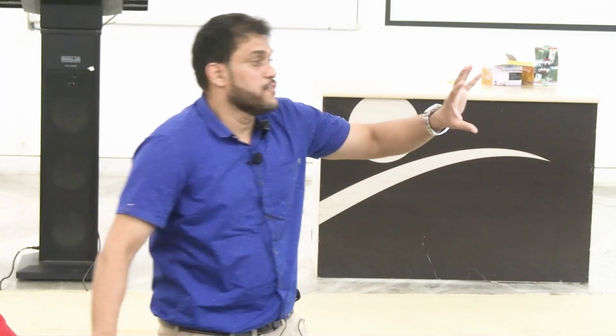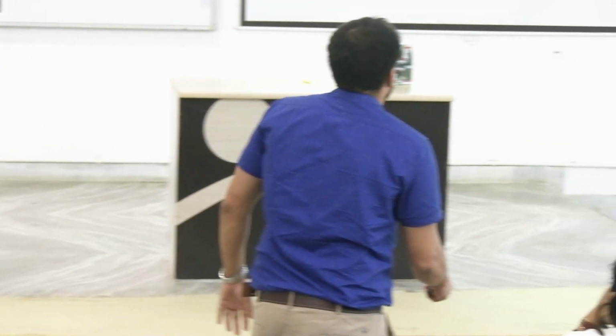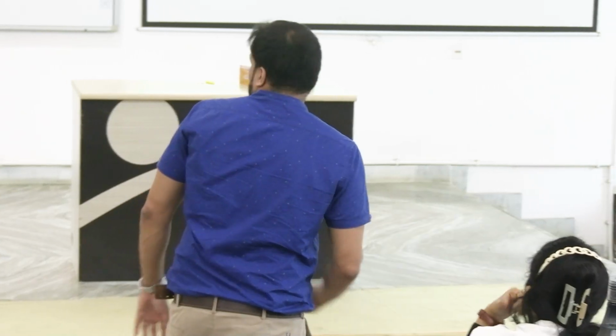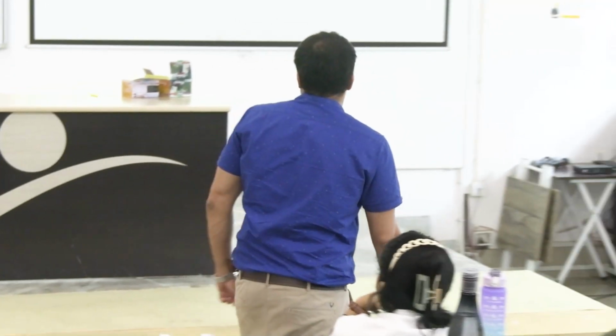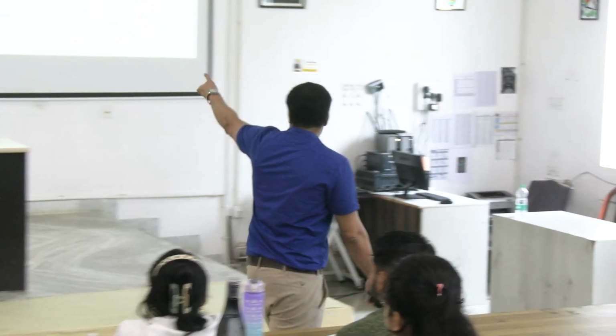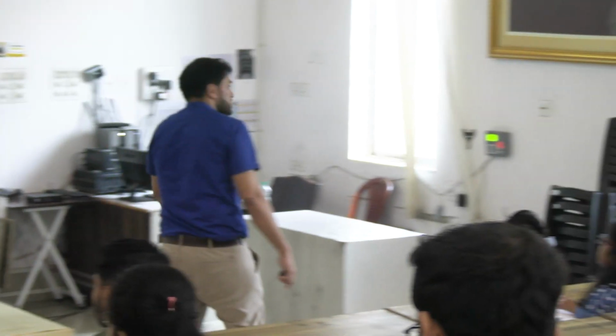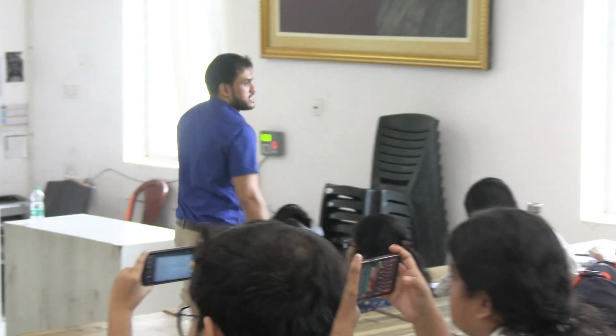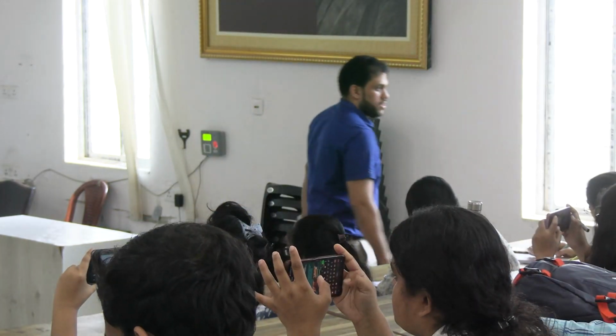Macrocytic means there will be increase in size. What are these particular cells called? Macrovelocytes. So what is the diagnosis? Your diagnosis is megaloblastic anemia, either due to deficiency of vitamin B12 or due to deficiency of folate.